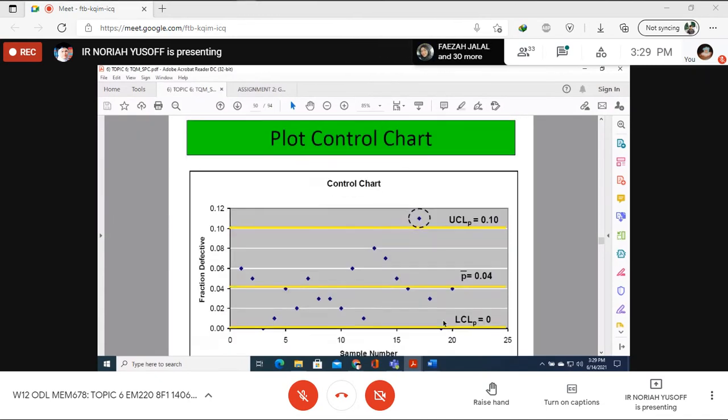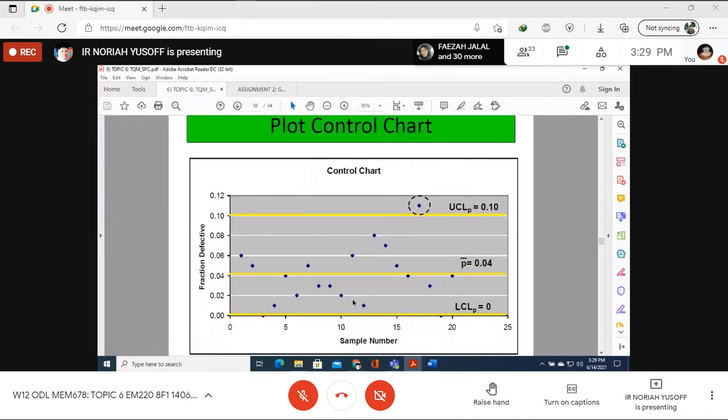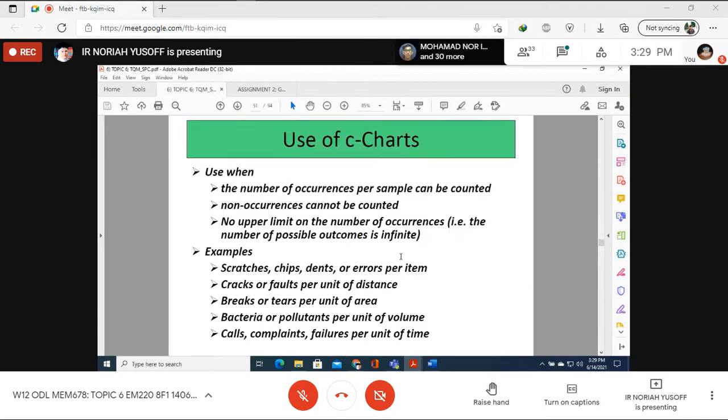So the P chart. The p bar is 0.04, so you plot the p bar. The upper control limit is 0.1, the lower control limit is 0. So the one point here is actually out of range. So it is considered out of control. So far so good for this P chart.